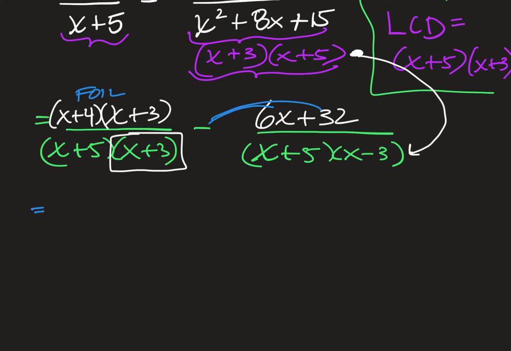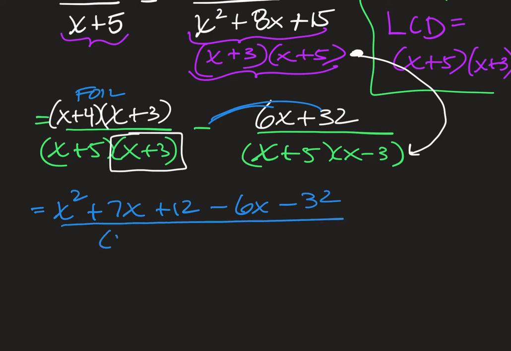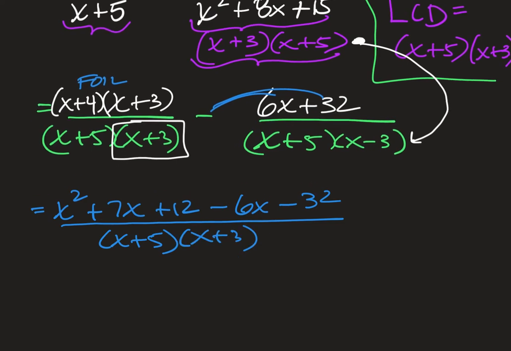So I'm going to FOIL the first numerator, and I'm going to get x squared. Just for sake of space, I'm going to combine my inner and outer all in one step, because I would get a 3x and a 4x, which gives me a 7x, and then plus 12. And then I'm going to distribute this negative to get minus 6x minus 32, all over my lowest common denominator. This lowest common denominator is just going to keep coming along for the ride until we get done and we see what else we can do.